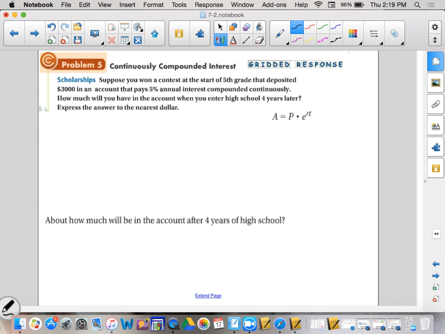Suppose you won a contest at the start of 5th grade that deposited $3,000 into an account that pays 5% annual interest compounded continuously. There's my word right there, I know that I'm going to use this one. How much will you have in the account when you enter high school 4 years later? Express the answer to the nearest dollar.